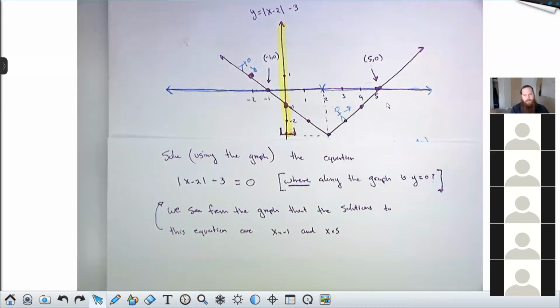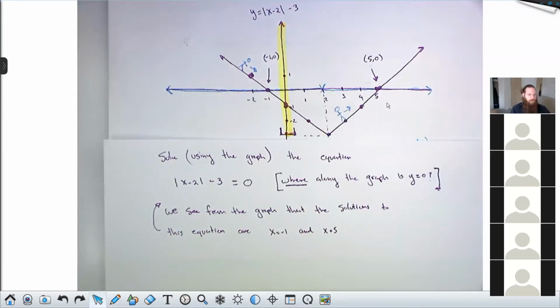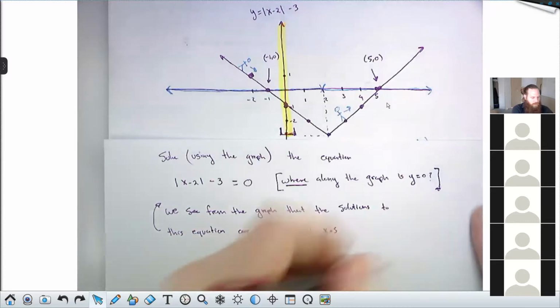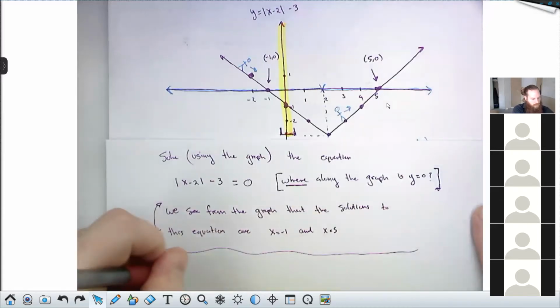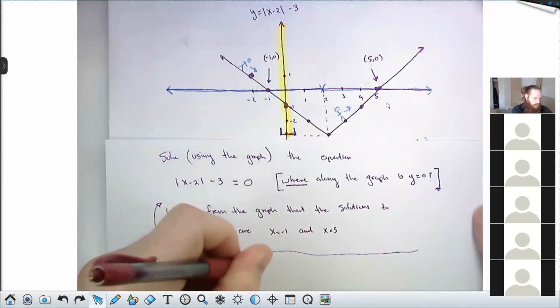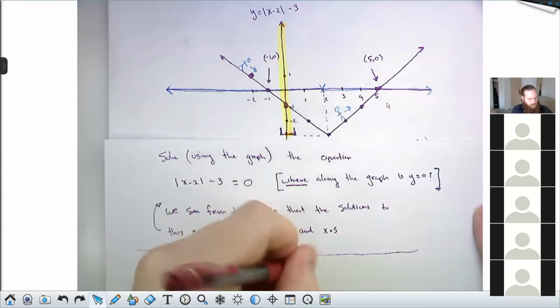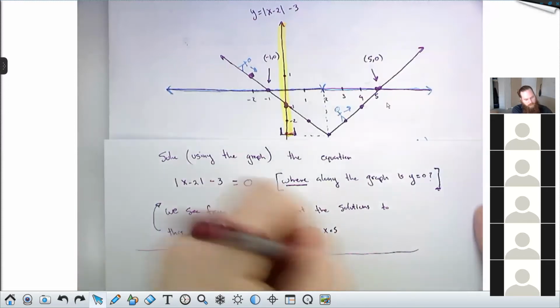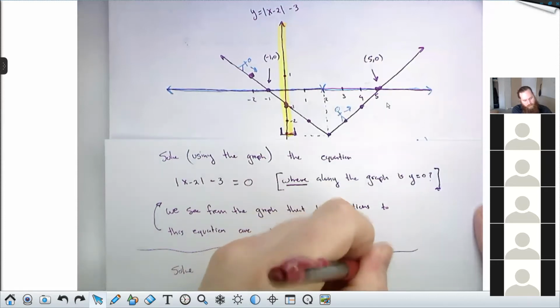What if I didn't have the graph? Is there a way I could solve this without the graph? The answer again is yes here. And the last thing I'm going to show you is how to set up absolute value equations. So I'm going to solve this same equation without graphing: the equation absolute value of x minus 2, minus 3 equals 0.